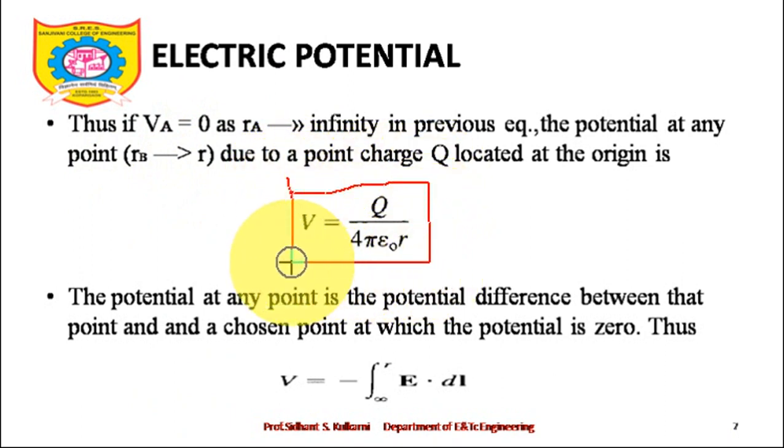If someone asks you whether potential is a scalar entity or a vector entity, look at this expression. Are you able to see any vector entity? No, we are not able to see any vector entity. So potential is a scalar entity itself. So potential V is equal to Q upon 4 pi epsilon R. The potential at any point is the potential difference between that point and a chosen point at which potential is 0. And this is the last expression that you must remember.